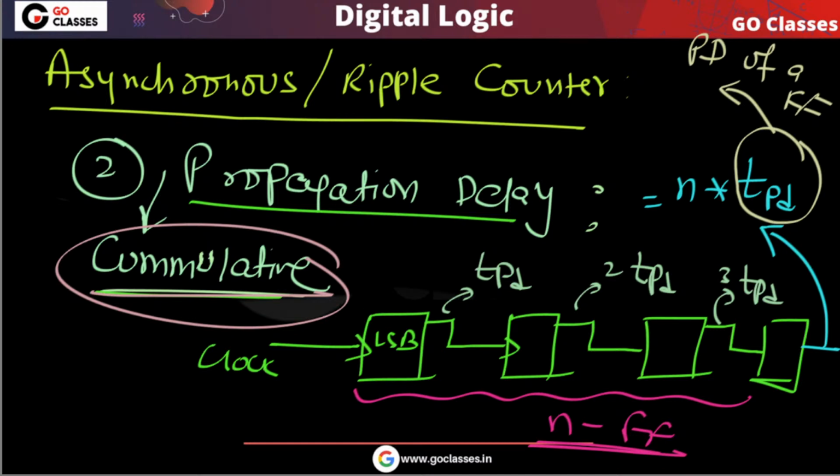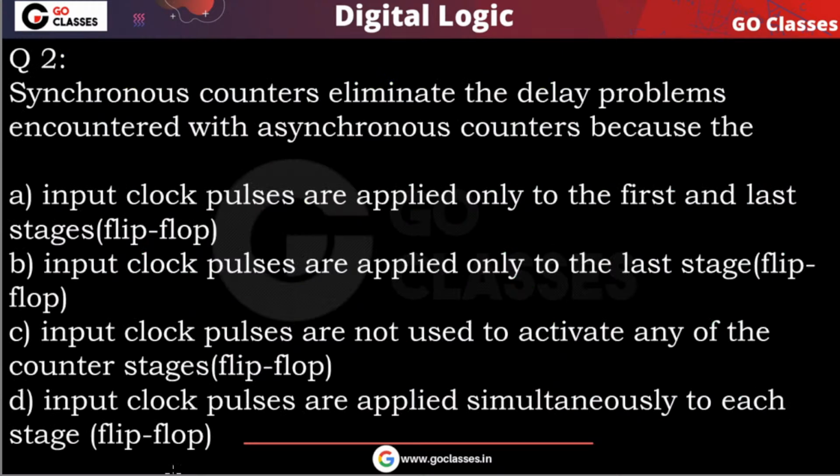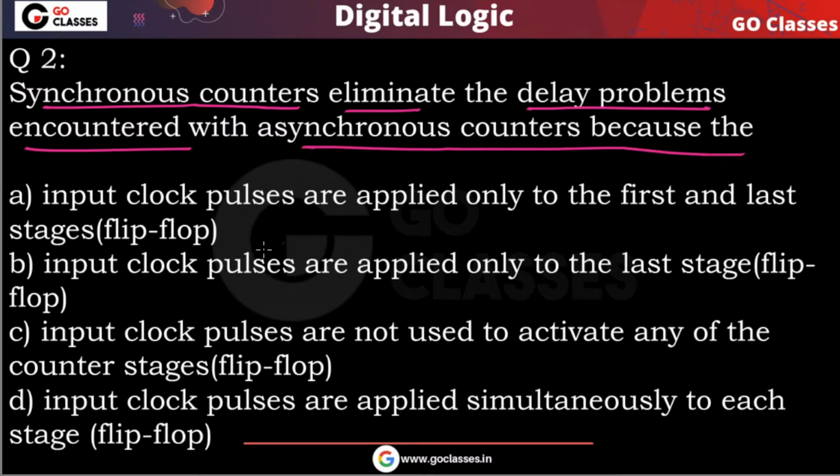Okay, so let's see. These are the problems with the asynchronous ripple counter. Now this is our question, so tell me what is the answer. Synchronous counters don't have the problem of transient states, and there is no problem of cumulative delay. So synchronous counters eliminate the delay problems encountered by asynchronous counters. Because what is the reason these ripple counters have this cumulative delay problem?